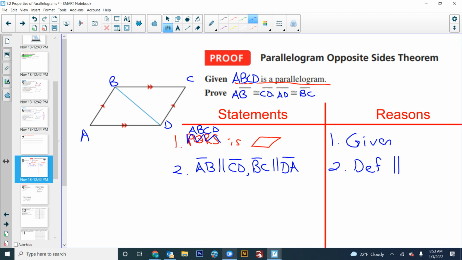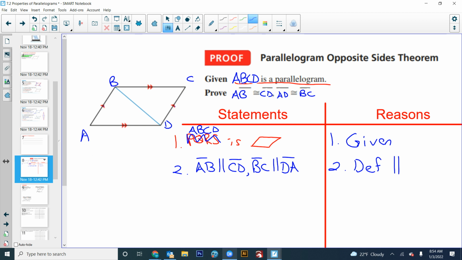That's the definition of a parallelogram. Two pairs of opposite sides that are parallel. Not congruent, parallel. Parallel does not count as congruent, right? Same steepness doesn't mean that they're the same length necessarily. All right, now where are we going with this? We're trying to prove that AB is congruent to CD. How are we going to do that?